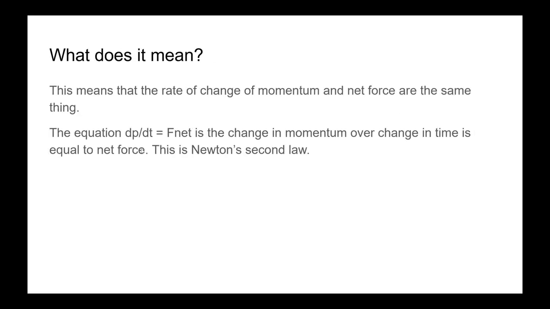So what does this mean? This means that the rate of change of momentum and net force are the same thing. The equation dp over dt equals Fnet says the change in momentum over change in time is equal to net force. This is Newton's second law.